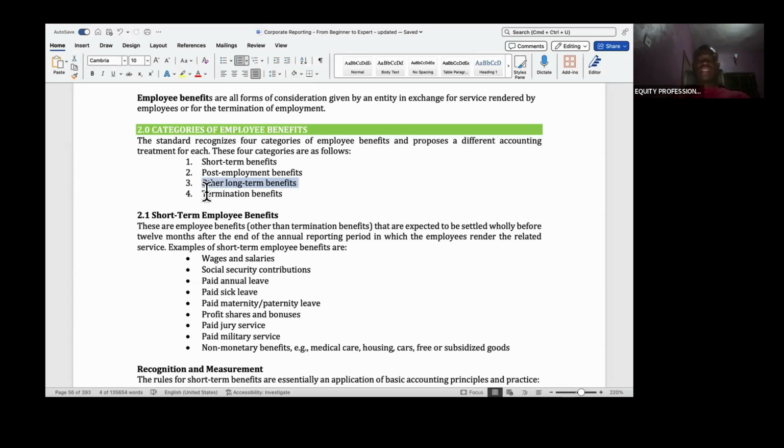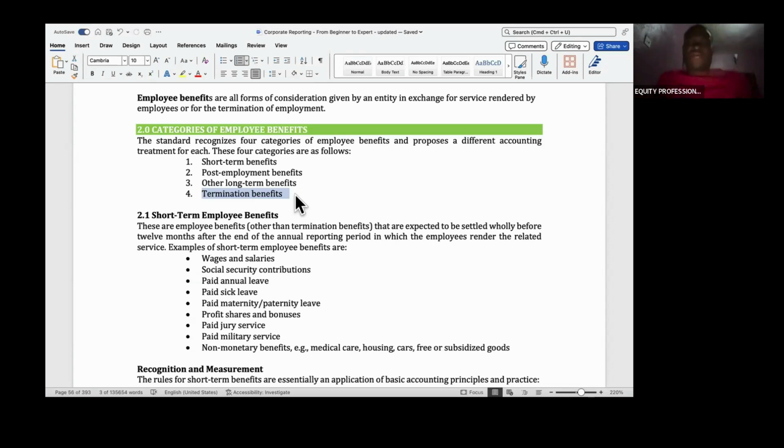Then there is termination benefits. These are benefits we give to employees when they are fired, when they leave our employment. So usually when the employer asks them to go, or it might be themselves that they say they are not working again. Either way, the point is that there was a termination.